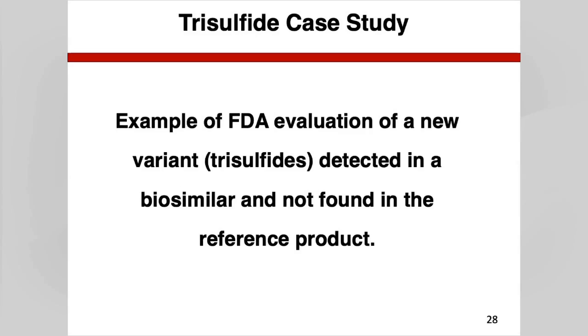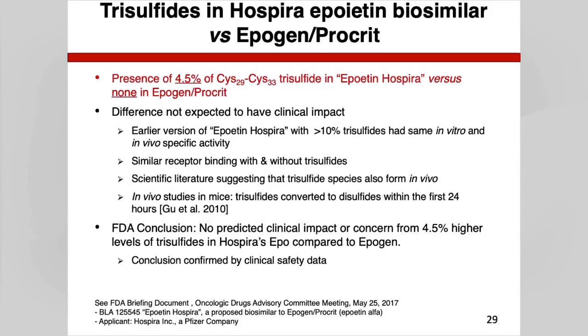So in one particular case study that I'd like to give you, that helps us understand both how the FDA and a sponsor evaluate the impact of trisulfides, came in the development of a biosimilar to erythropoietin by Hospira before they were acquired by Pfizer. And what Hospira found was that their Epogen, their erythropoietin biosimilar, had about 4.5% trisulfides in a certain cysteine disulfide bond that was not found at all in the reference product.